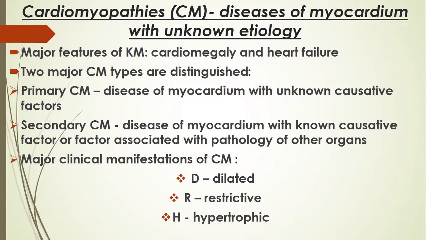And cardiomyopathy, diseases of the myocardium with unknown etiology. The main features of cardiomyopathy are cardiomegaly and heart failure. And there are two types of cardiomyopathies, primary and secondary. And the major clinical manifestations of cardiomyopathy can be D, dilated, R, restrictive, and H, hypertrophic.